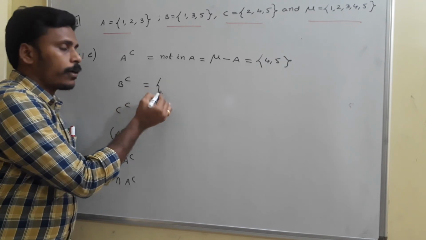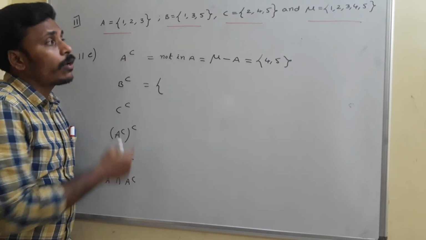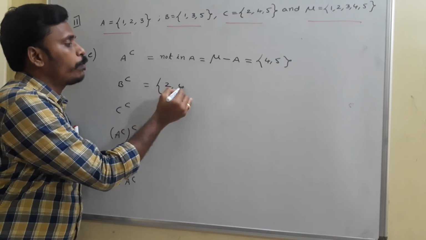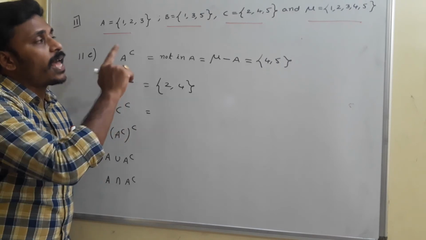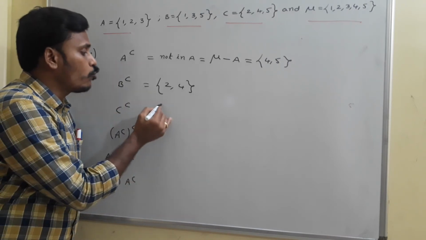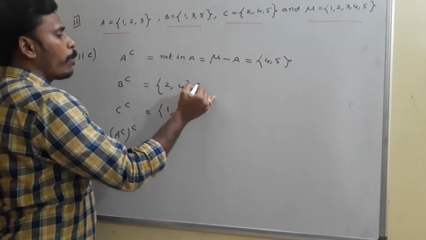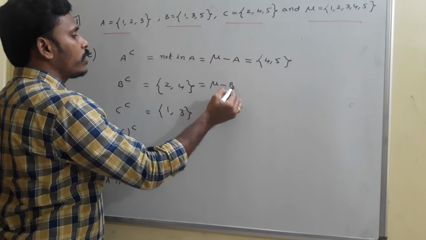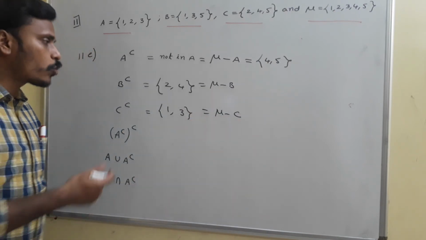Whereas B complement. See, B has 1, 3, 5. Other than that 1, 3, 5, mu has 2, 4. So B complement is 2, 4. And C complement. C has the elements 2, 4, 5. Other than that 2, 4, 5, mu has 1, 3. So that is 1, 3. So B complement and C complement are nothing but mu minus B and mu minus C, if you wish to write like that.